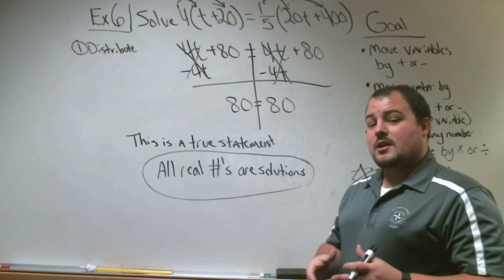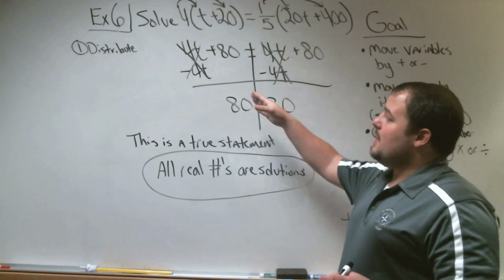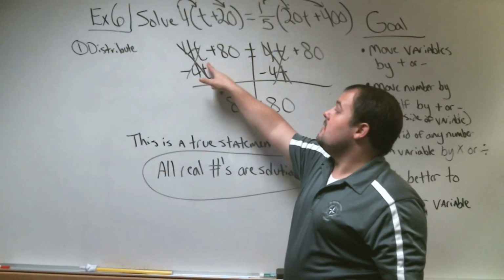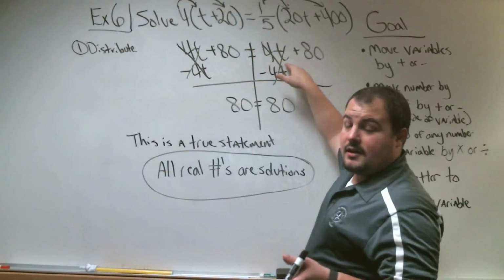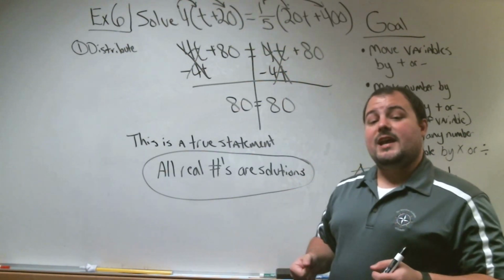An identity is when any value for the variable will make a true statement. So it doesn't matter if we plug in the number 2 here. 4 times 2, that's 8. 8 plus 80, that's 88. Well, 4 times 2 is 8. 8 plus 80, that's 88. So when I plugged in 2, I got 88.